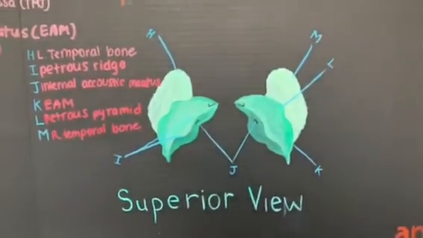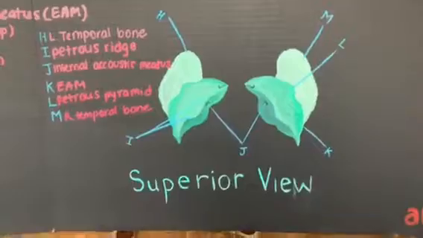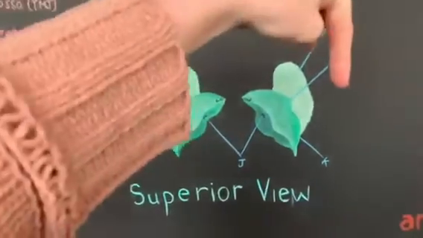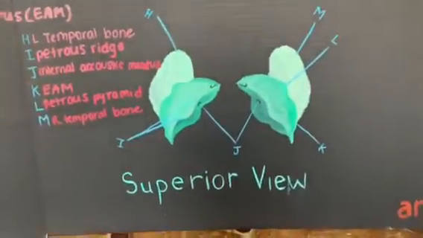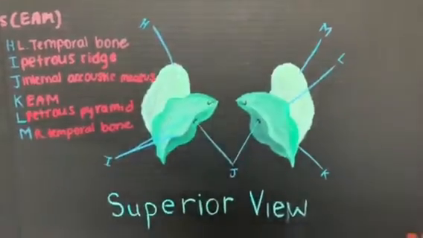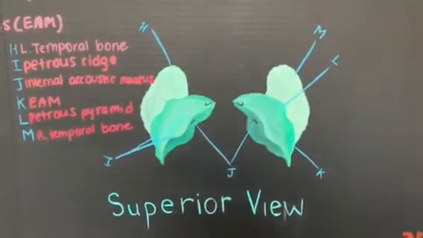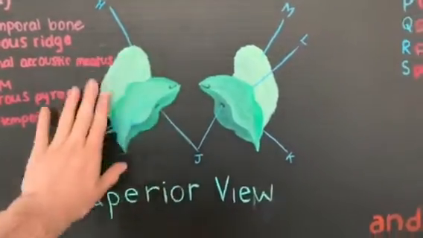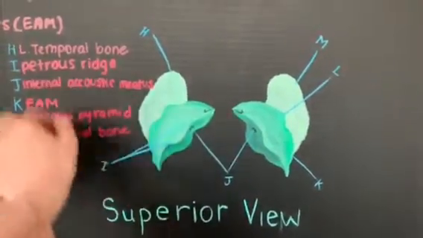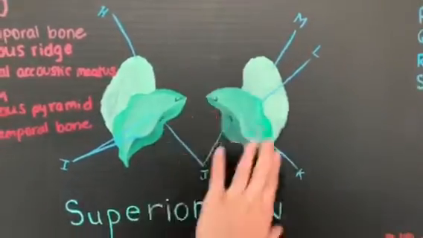And now we're gonna go over the superior view of the temporal bone. So this would be if you are looking down at someone's head, like you're standing above them and looking directly down. So H is obviously the left temporal bone. And then if we skip to M, that's obviously the right temporal bone.